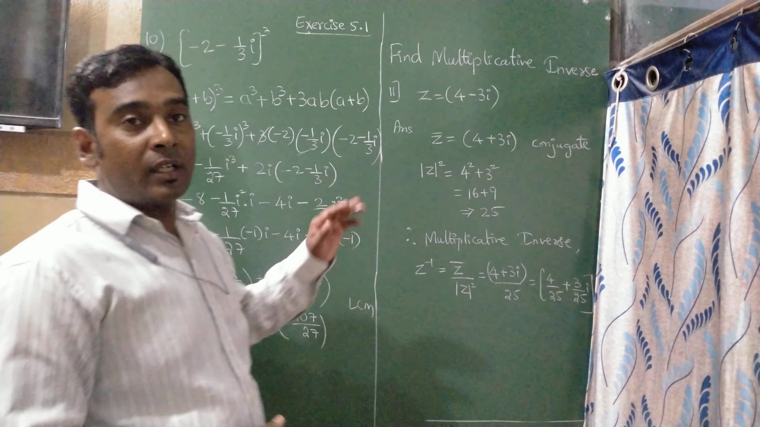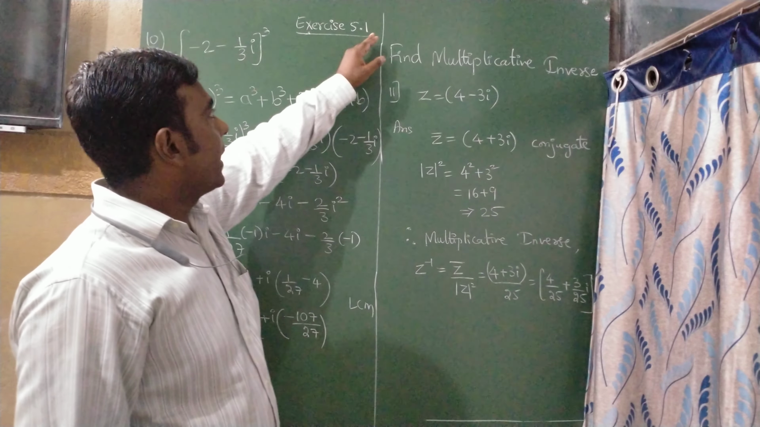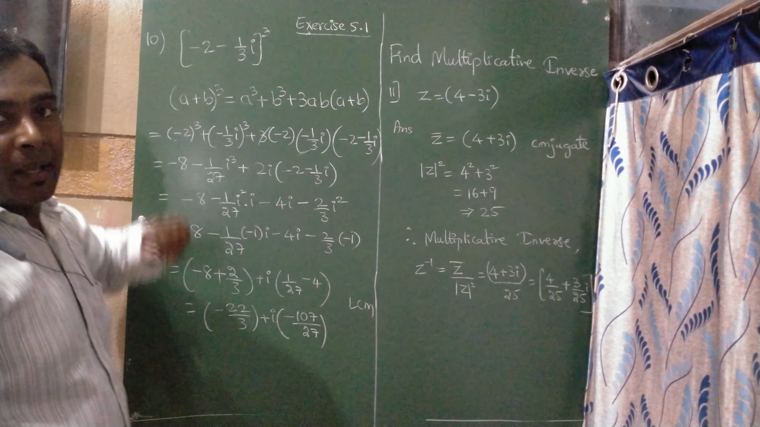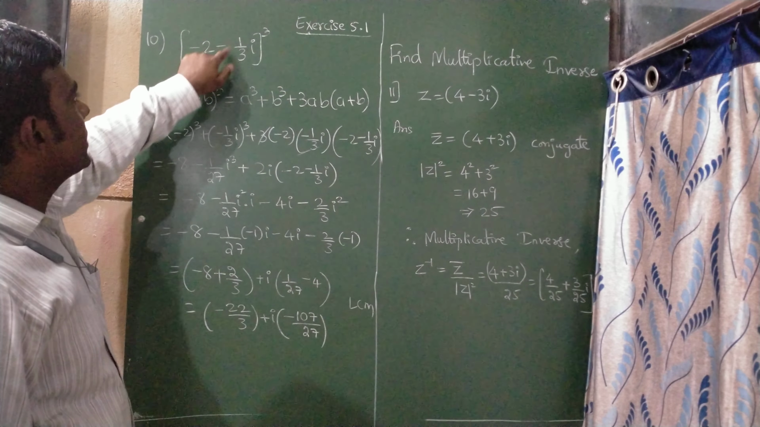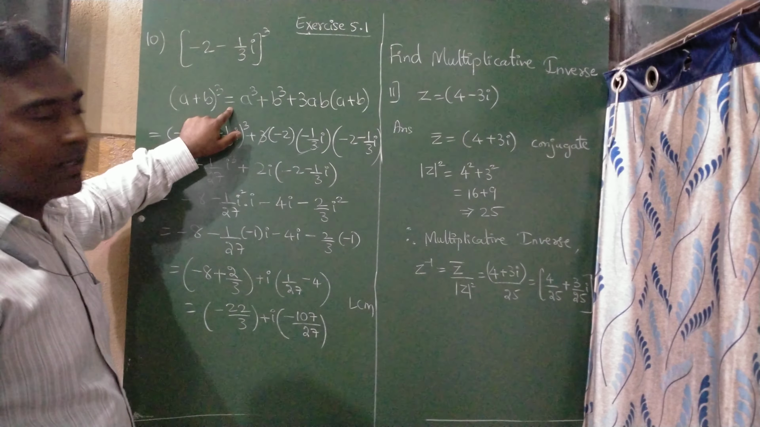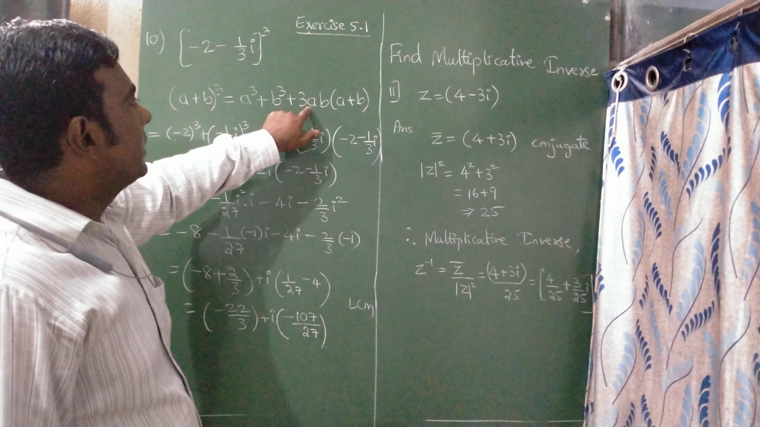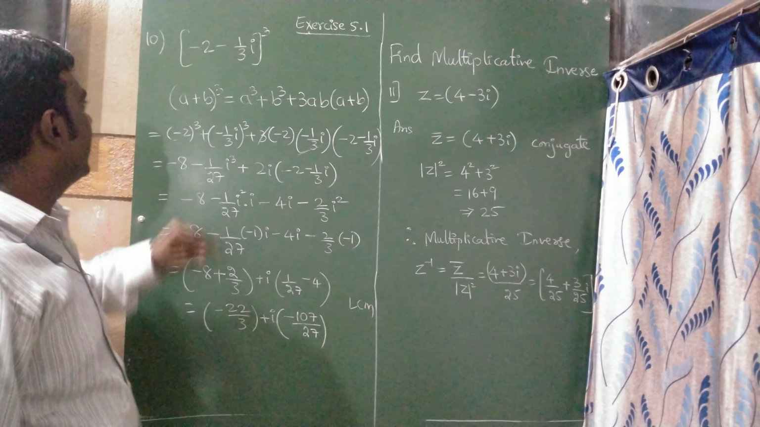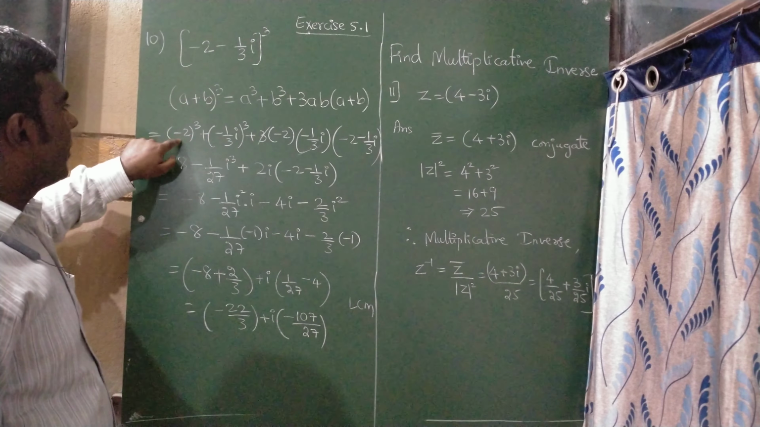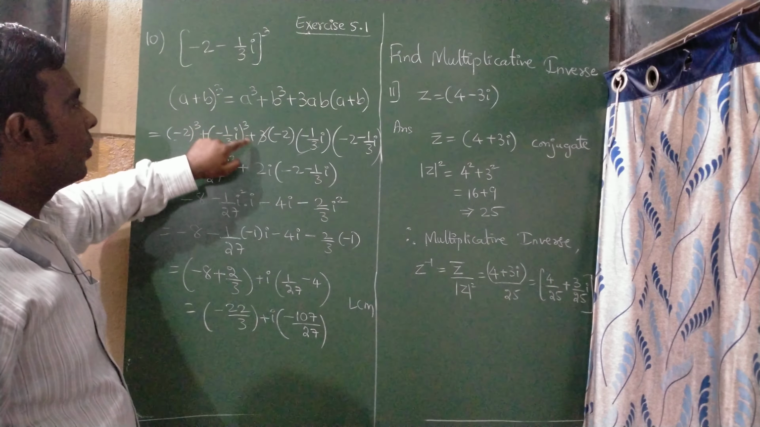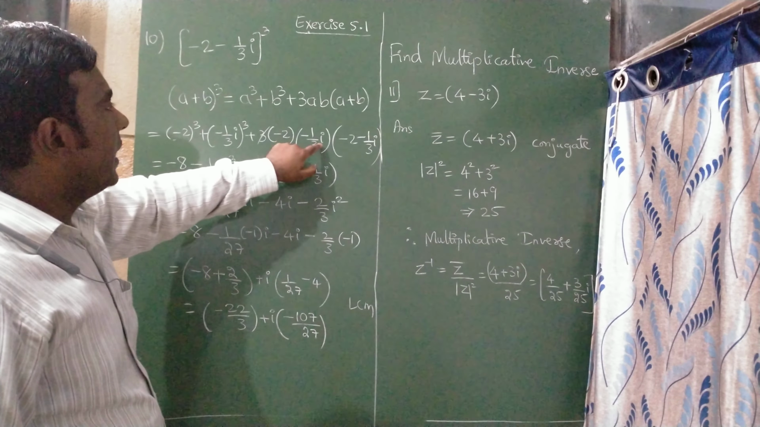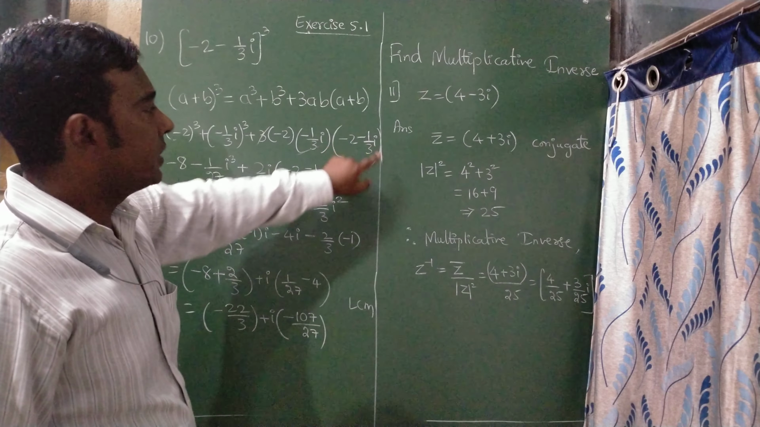So let's continue with the previous exercise, that is exercise 5.1, 10th sum. Express this in a plus ib form. So (-2 - 1/(3i)) whole cube is the question. The (a + b) whole cube formula is a cube plus b cube plus 3ab(a + b). So in place of a, -2, in place of b, -1 upon 3i. So (-2) cube plus (-1 upon 3i) whole cube plus 3 into -2 and b is -1 upon 3i.